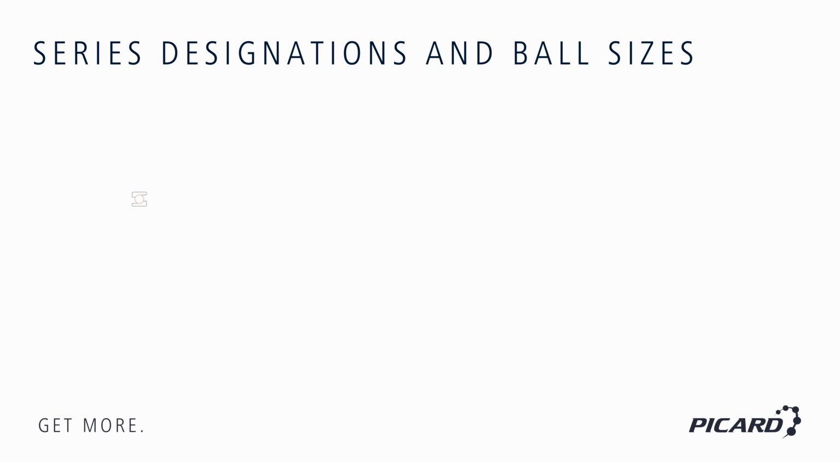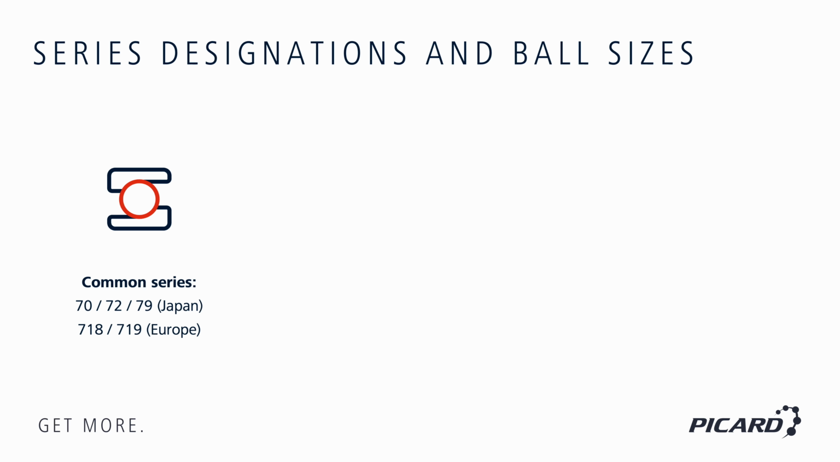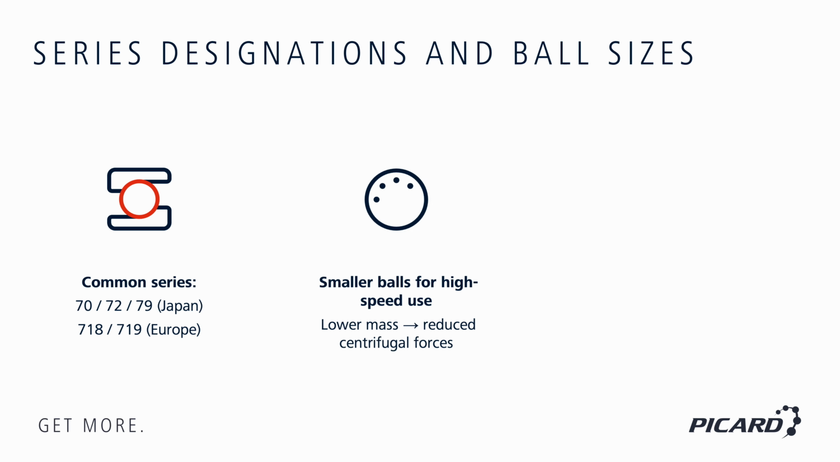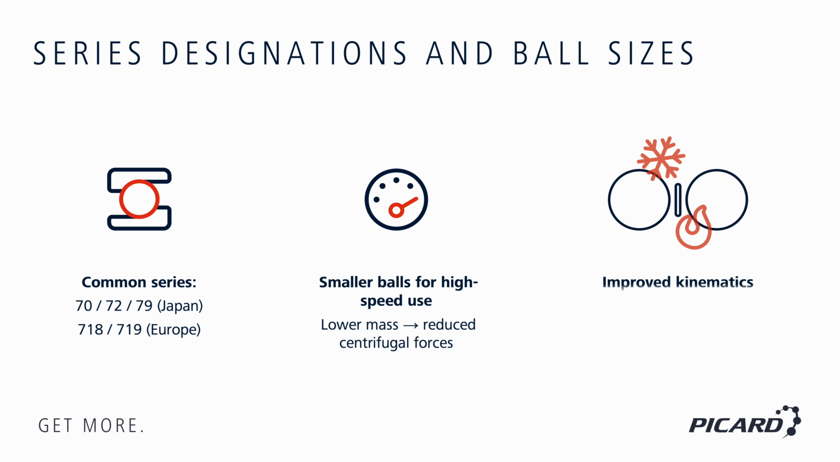In the world of spindle bearings, several standard series have become established, such as the 70, 72, and 79 series used by Japanese manufacturers and the 718 and 719 series common in Europe. These differ primarily in width and load capacity. For high-speed applications, smaller balls play a key role. Their lower mass reduces centrifugal forces and improves the bearing's kinematics, allowing for higher speeds and less heat generation during operation.